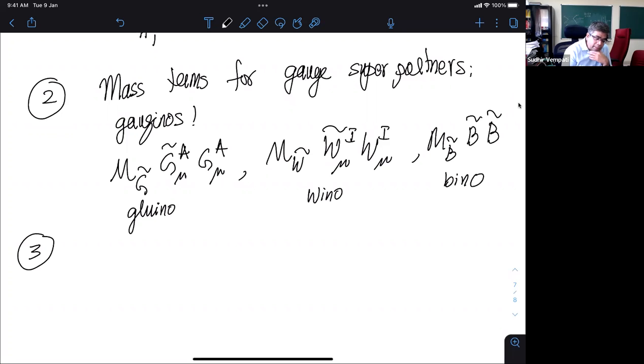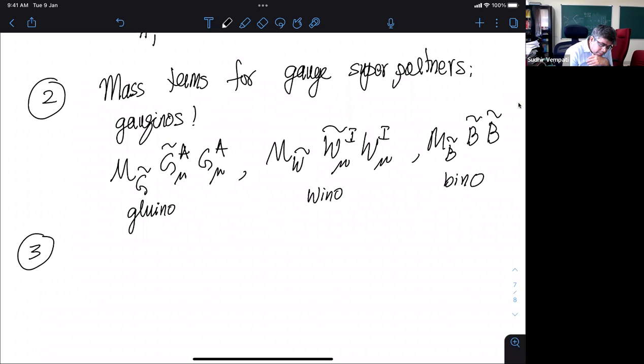Correspondingly, the wino has a mass which is MW, the photino has a mass which is 0, the gluino has a mass which is 0, a gluon has a mass which is 0, the photon has a mass which is 0, and W and Z have roughly 80 GeV and 90 GeV.